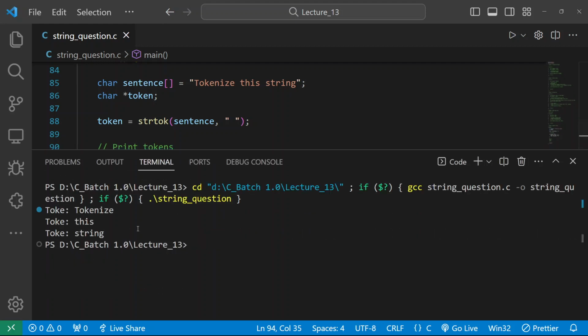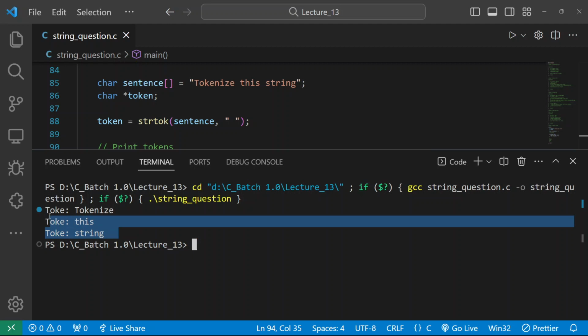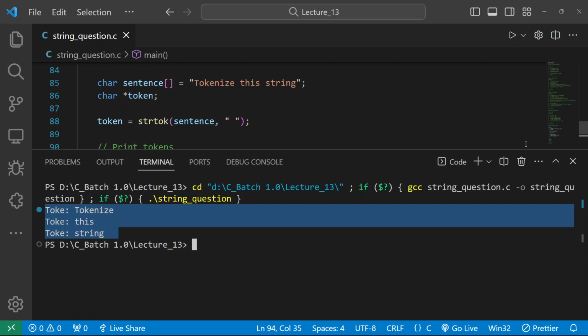I hope you can see this split in this way. Yes or no? Anyone? Have you seen the output? Yes. So remember one thing.